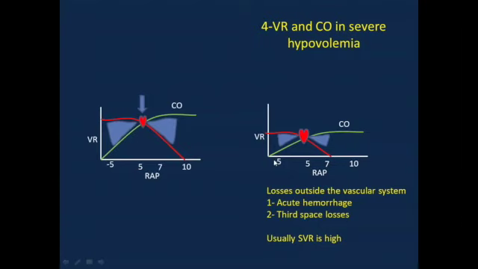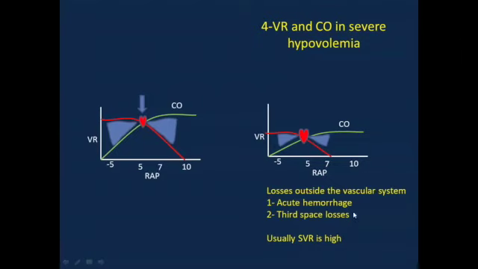You have no issue with the right atrial pressure. You have no issue with the filling pressure, but the volume itself, and the heart should be contracting well. What you need to give is just volume. Losses outside the venous or vascular system in acute hemorrhage, or it could be in the third space losses. And they have one of the case scenarios.